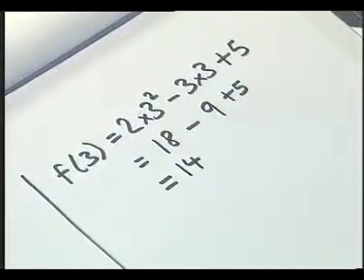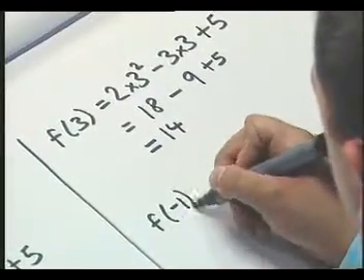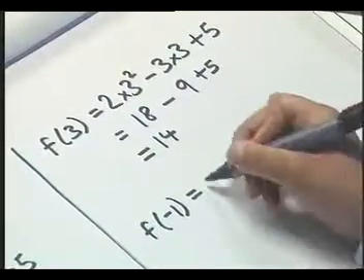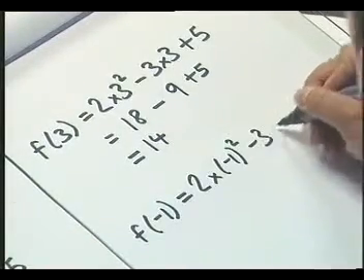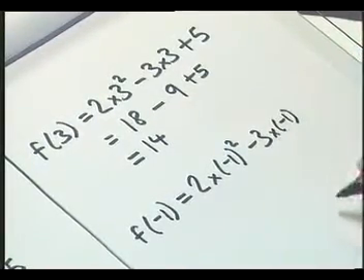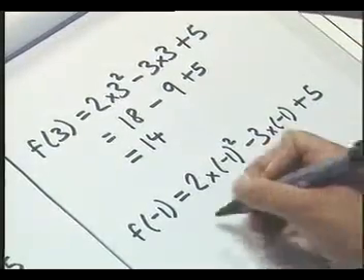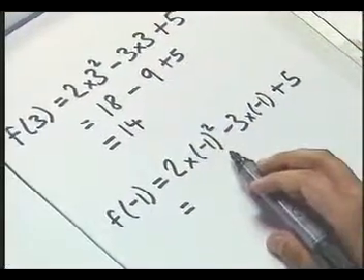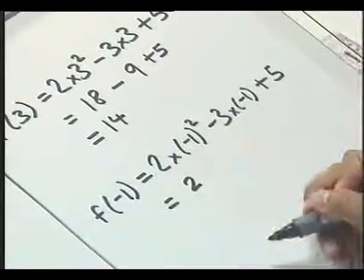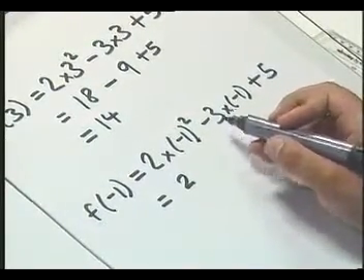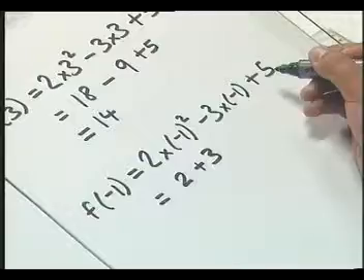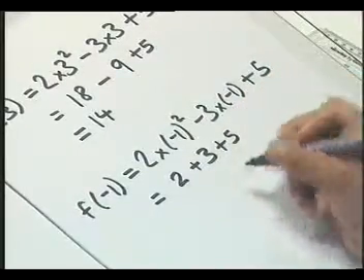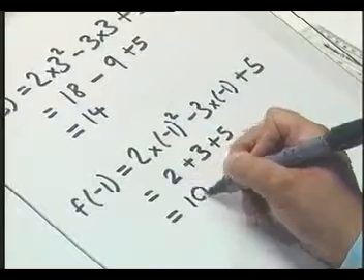And last but not least, we can also include a negative argument, so we'll put a negative argument of minus 1. So f of minus 1 gives us 2 times minus 1 squared, take away 3 times minus 1, and of course, plus 5. So 2 times minus 1 squared just gives us 2. Take away 3 times negative 1, which just gives us a plus 3. And then we've got a plus 5. 2 plus 3 plus 5 just gives us 10.